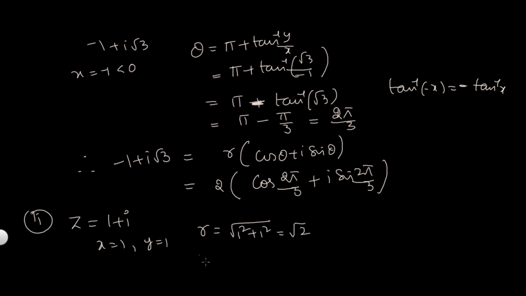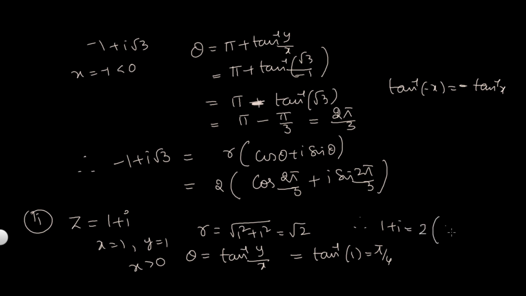Next, x is positive. If x is positive, then theta equals directly tan inverse y by x, that is tan inverse of 1, which is pi by 4. Therefore, we can write 1 plus i equal to r, meaning root 2, into cos pi by 4 plus i sin pi by 4. This is the complex number in modulus amplitude form.